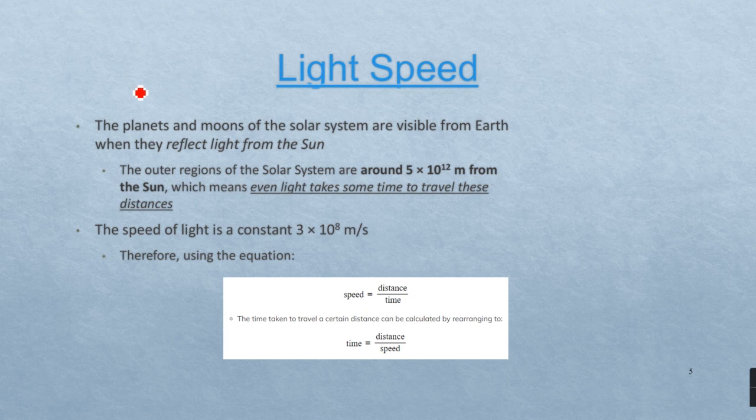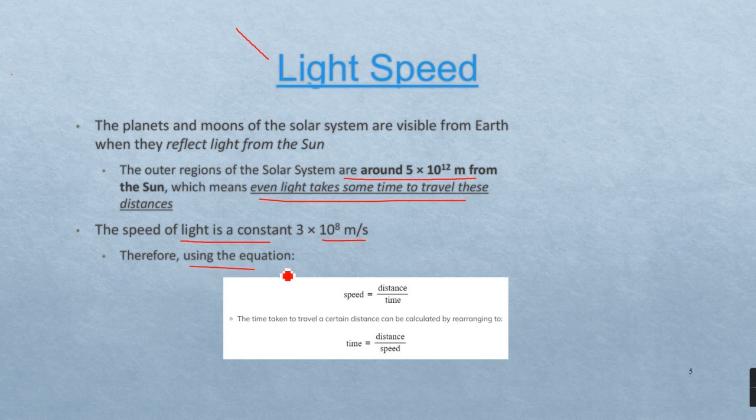And we need to study the speed as well. Most of the planets and the moons that we see in the solar system are visible because of the light being reflected, which is coming from the Sun. As we know, the outer regions of the solar system are really far, and we need to calculate the time taken for light to travel these huge distances. There is a universal constant, the speed of light, which is 3×10⁸ meters per second.